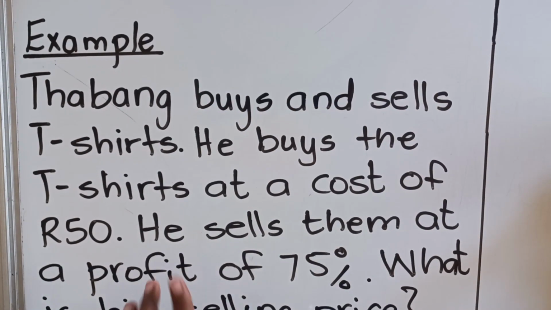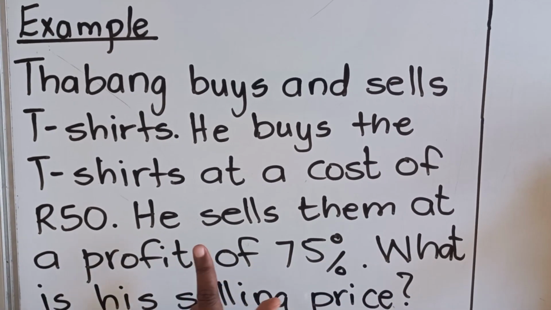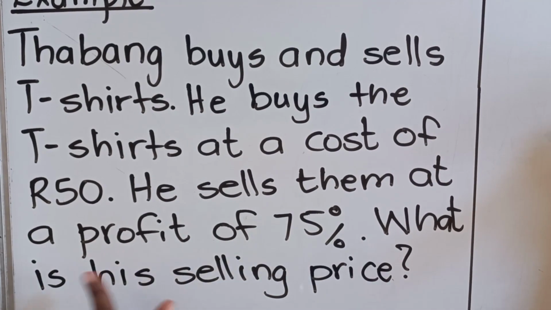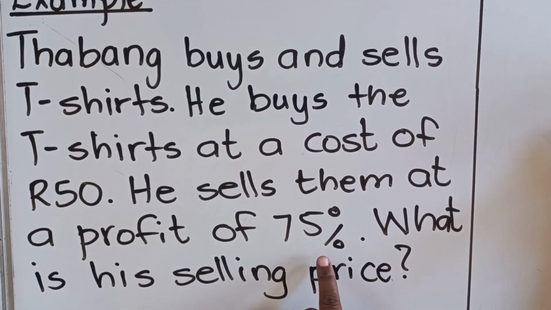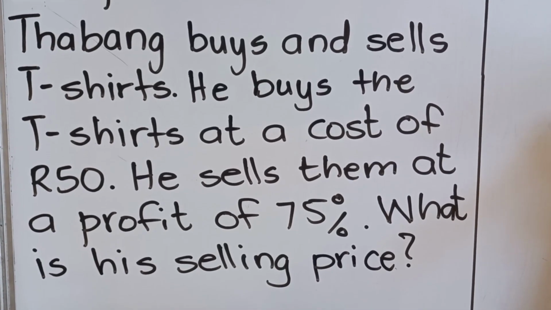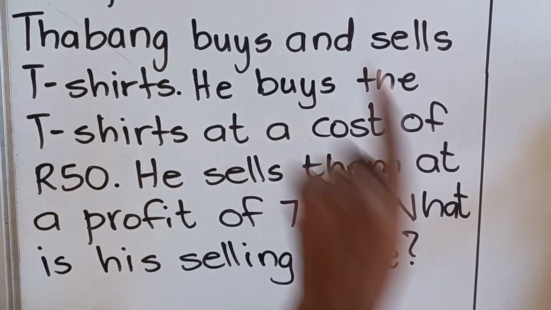Our example says Tabang buys and sells t-shirts. He buys the t-shirts at a cost of 50 rands. He sells them at a profit of 75%. What is his selling price? So they want the price with the profit on the original amount. So we're going to use this formula to calculate that.